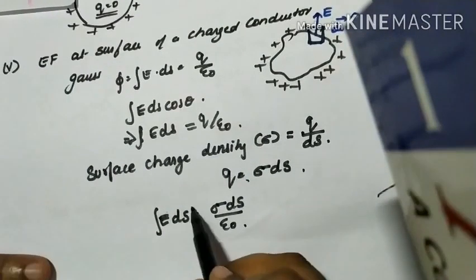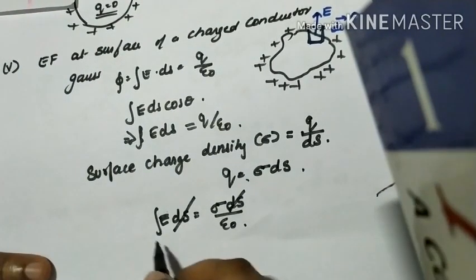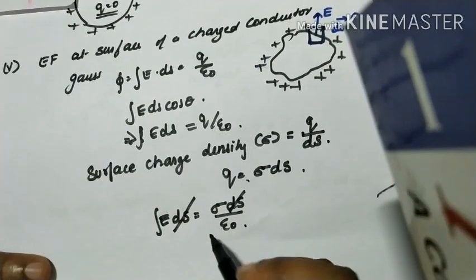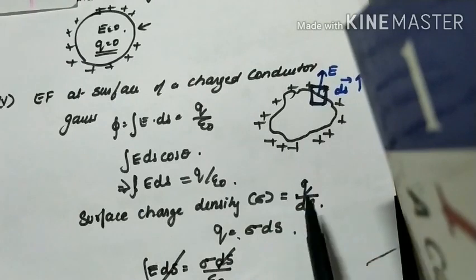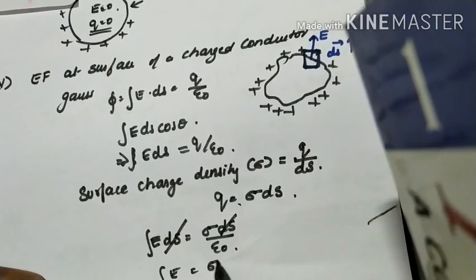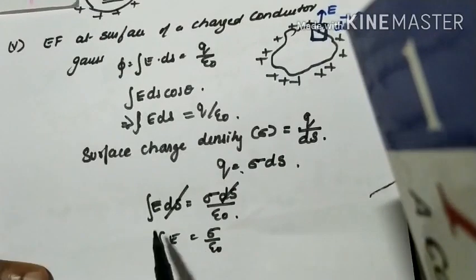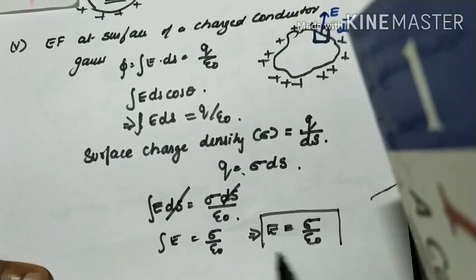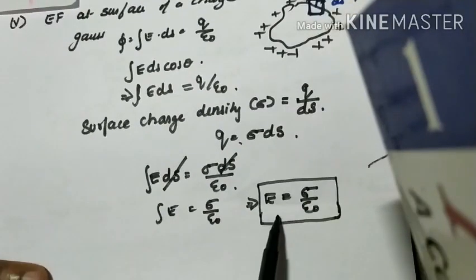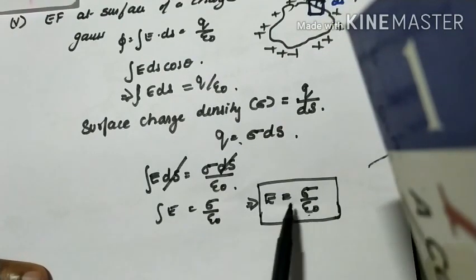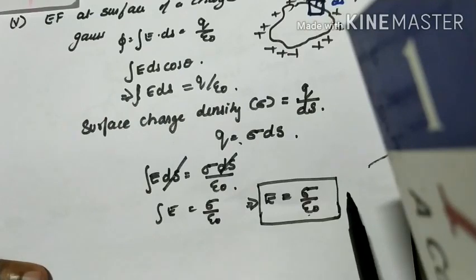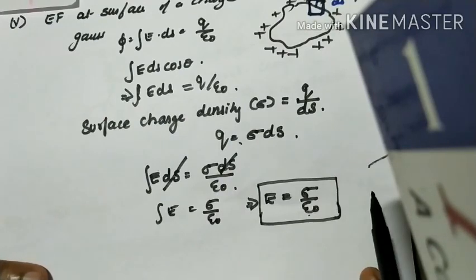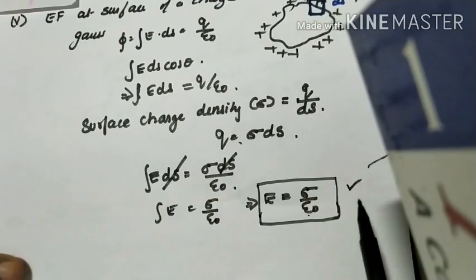Can I cut out something? ds and ds can be removed. So see, the integral can be removed. Why? Because now we are going to consider the entire surface, right? So integral E is equal to sigma by epsilon naught. These and all are constant terms, right? So integral E means E itself is equal to sigma by epsilon naught. Now you got an expression for a surface. That is the electric field for a conductor, or the electric field at the surface of a charged conductor. E is equal to sigma by epsilon naught. Sometimes you will be asked this expression in a different way: give the electrostatic field in terms of surface charge density.